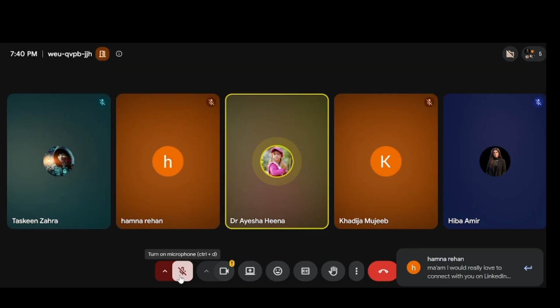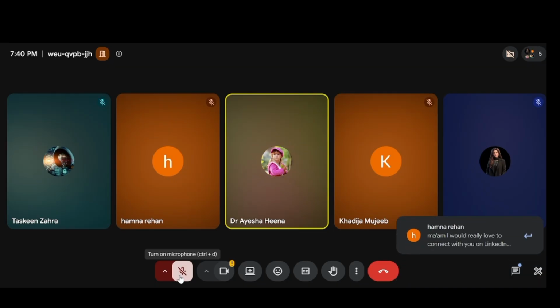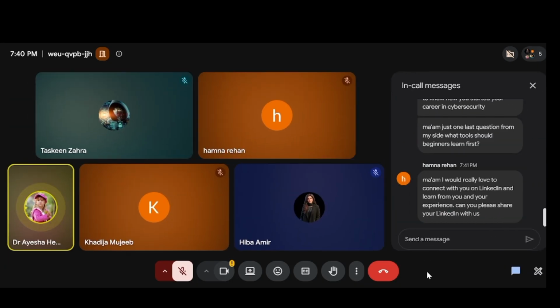There are so many tools actually. Burp Suite is there, Metasploit is there, and Nmap is there. Even Kali Linux is there. You need to identify what your interest works with. Then we can go ahead with that direction. Wireshark is there. It depends upon your interest actually.